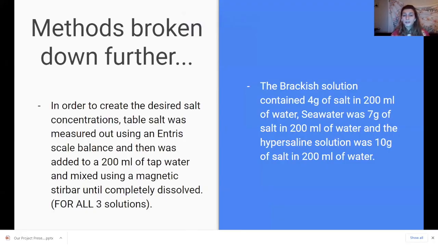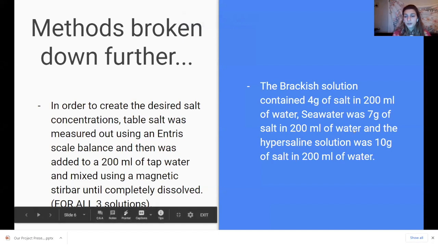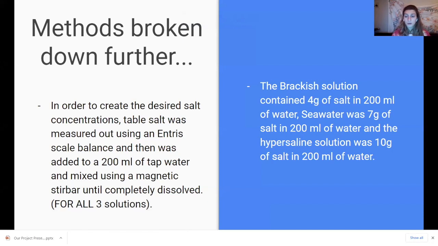In order to create the desired salt concentration, table salt was measured out using a scale balance and then was added to 200 milliliters of tap water and mixed using a magnetic stir bar until completely dissolved for all 3 of the solutions. The brackish solution contained 4 grams of salt and 200 milliliters of water. Seawater was 7 grams of salt and 200 milliliters of water, and the hypersaline solution was 10 grams of salt and 200 milliliters of water.